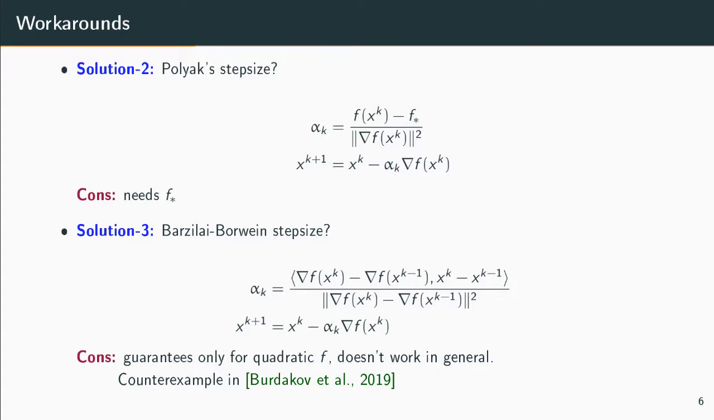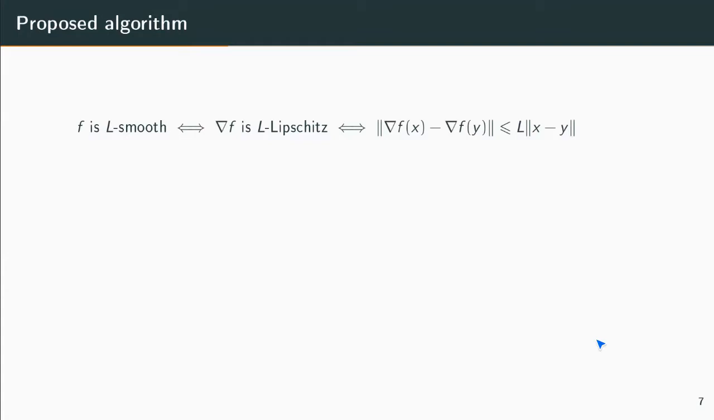So those are the few most important options with which you can handle the issue of the step size, but as we discussed, all of them have their drawbacks. So now we will describe what we proposed. Again, we recall that we will assume that function f is L-smooth.